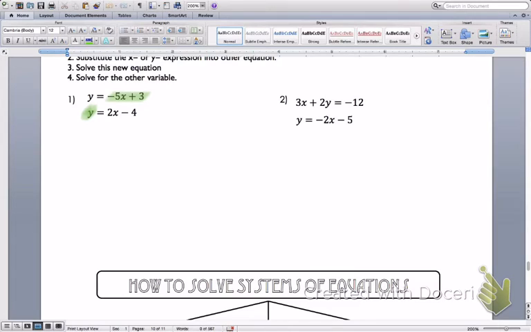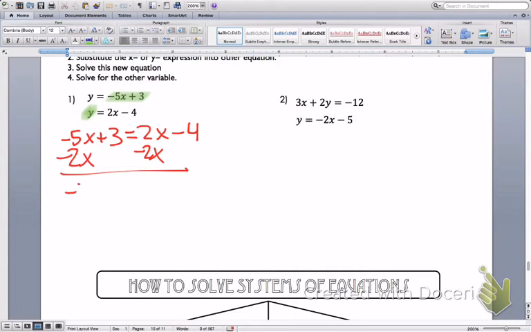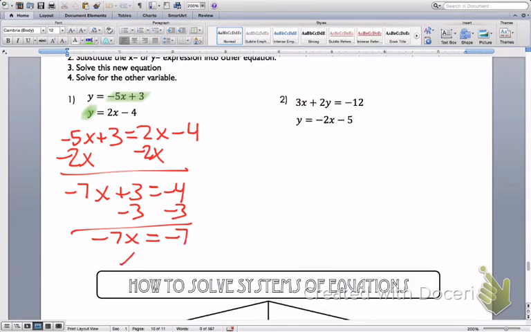So I'm going to replace the y to get negative 5x plus 3 equals 2x minus 4. And then I'm going to move the x and solve just like a regular equation. So here we go. Subtract 2x, negative 7x plus 3 equals negative 4. Subtract 3 on both sides. We get negative 7x equals negative 7. Therefore, x is equal to positive 1.